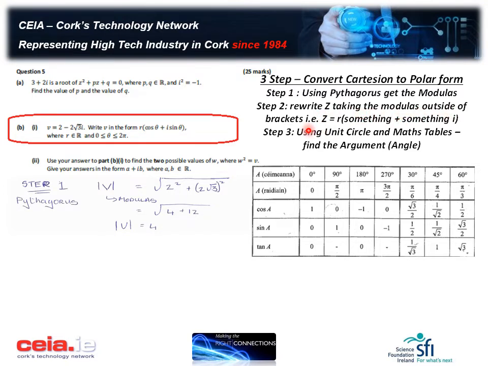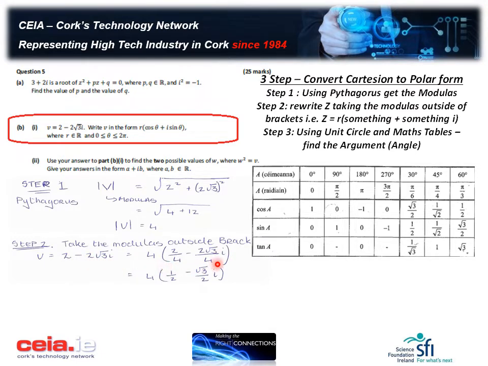Step 2 is to rewrite the complex number, taking the modulus outside of the brackets. So we're looking to convert the complex number into the form modulus, open brackets, something plus something i, close brackets. v is equal to 2 minus 2 root 3i, so we want that in the form of 4, open brackets, something else. I find the best way to avoid simple arithmetic errors at this point is to take the elements from here and divide them by whatever you're multiplying outside of the brackets. So 4, open brackets, 2 over 4 minus 2 root 3i over 4.